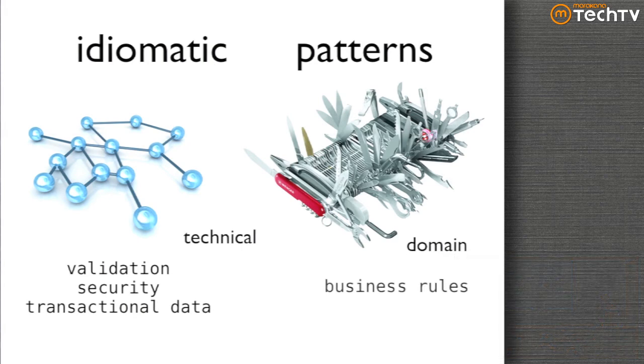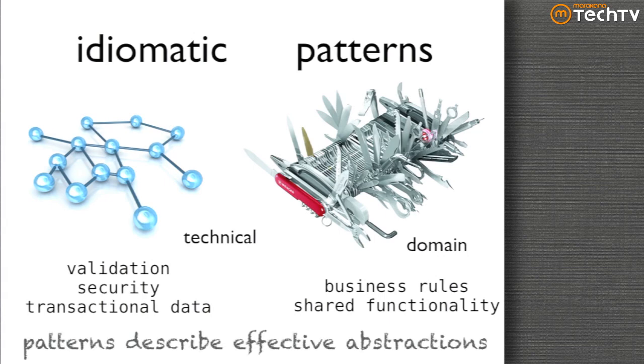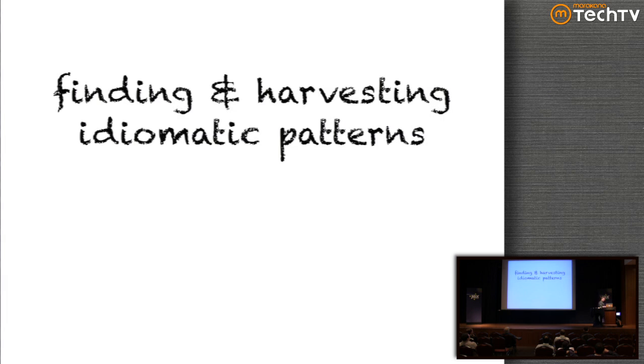Domain idiomatic patterns are things like business rules and shared functionality across divisions and companies that you discover serendipitously through code. So when I'm using the term patterns in this way, what I'm really doing is describing really effective abstractions. Good solutions to problems that you've encountered before, they're elegant, you'd really like to reuse those guys. And so this is the first aspect of emergent design that I'm going to talk about, which is finding and harvesting idiomatic patterns that already live in your code. You just haven't found them yet. And I'm going to show you some techniques for going and finding those things and harvesting them.